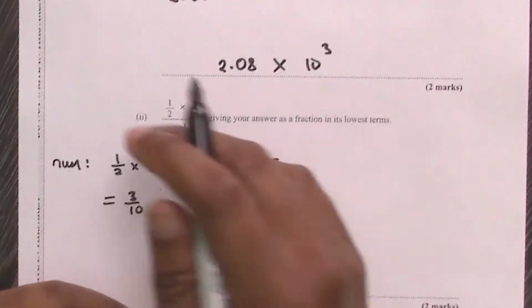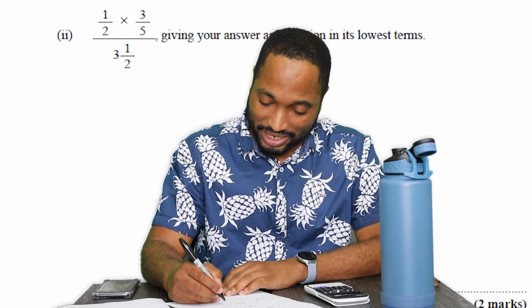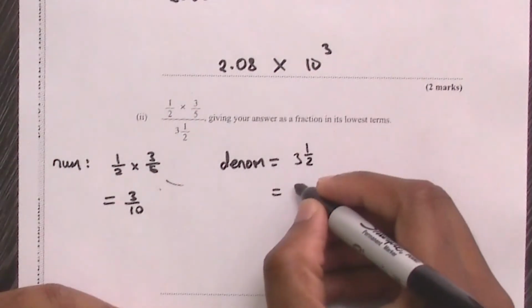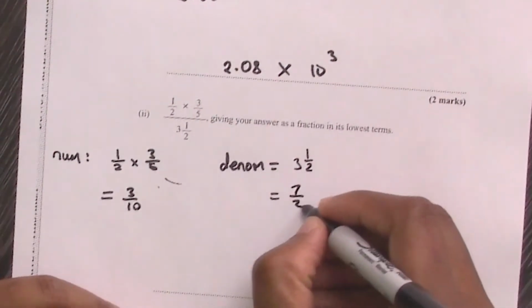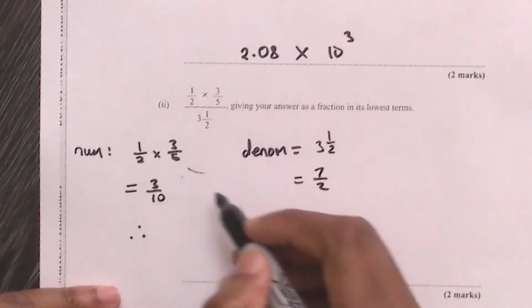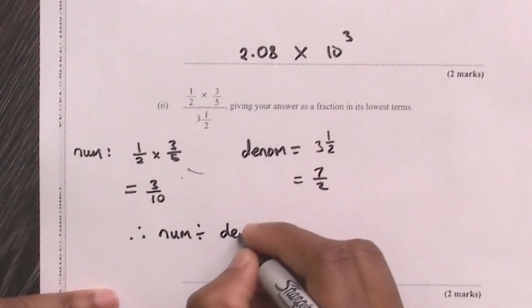Alright, the denominator is 3.5. If we switch that to a mixed number, I am getting 3 by 2 plus 1, 7 on 2. 7 on 2 sounds good. So therefore, the solution will be the numerator divided by the denominator.